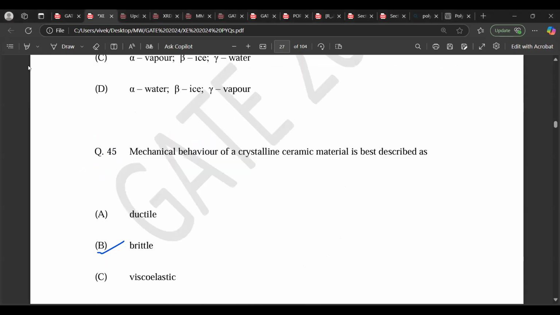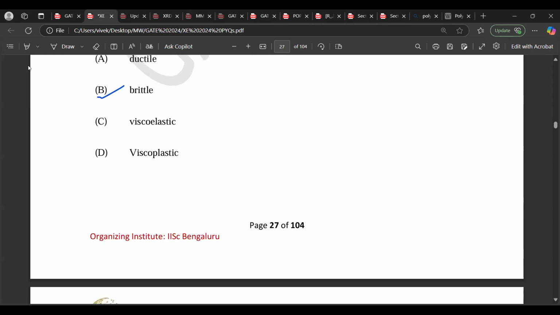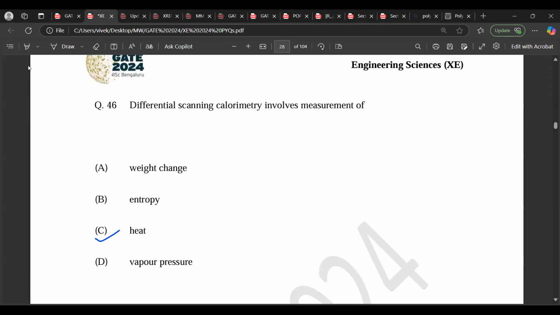After that, the next question is very easy. It's about the nature of materials: how polymer, ceramic, composite and metal behave. It's the mechanical behavior of all materials. If you open the syllabus, it's clearly mentioned: mechanical behavior of ceramics, polymers, composites, metals. It's obvious that you should know ceramics are quite brittle and very hard, a no-brainer. Now question number 46 is on DSC.